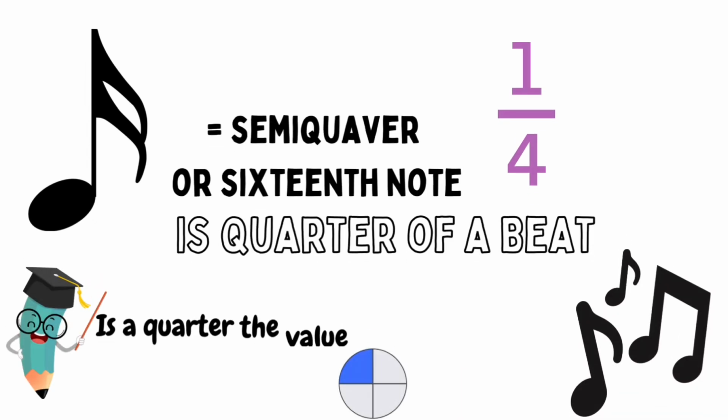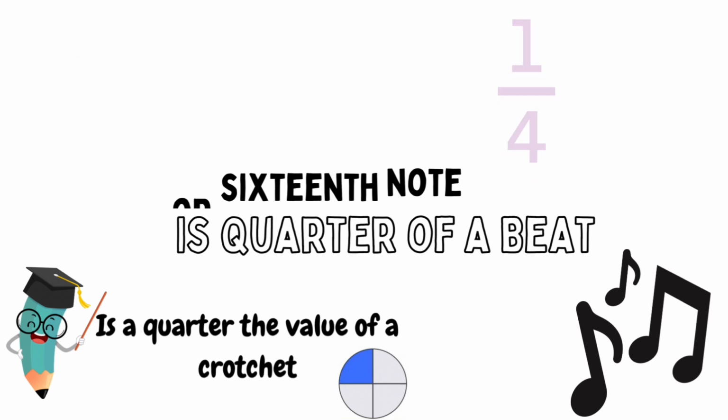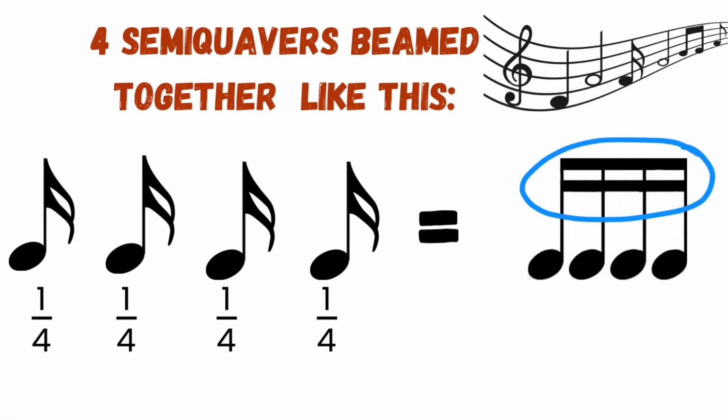So a semiquaver is a quarter of a beat. It's very quick, and 4 of them will fit into one crotchet. So on its own, it's a quarter. Semiquavers will often be beamed together in a group of 4, and it will look like this. And as you can see, a cross has 2 beams that come across. That means that it's a semiquaver as opposed to a quaver.